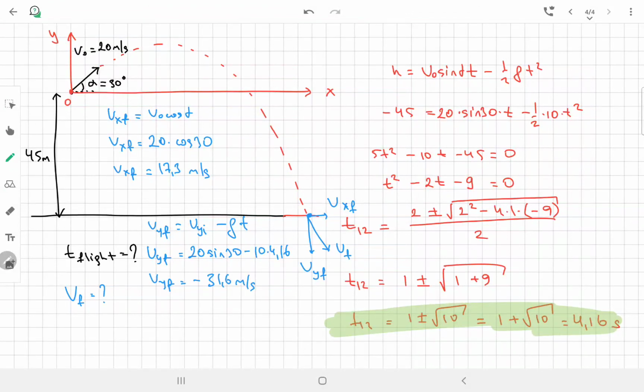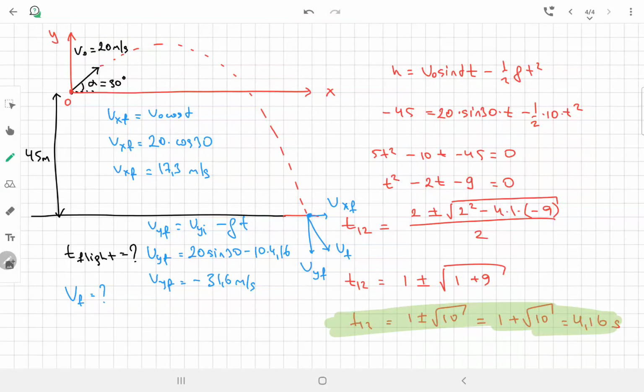This negative sign just gives information about its direction. We chose our y direction upward, that's why we have a negative sign, because it will be moving downward, opposite to the y direction. That's why we get a negative sign. Actually its value is 31.6 in vertical direction.